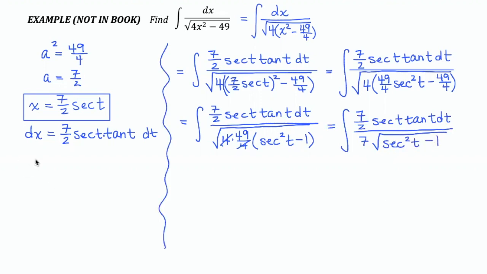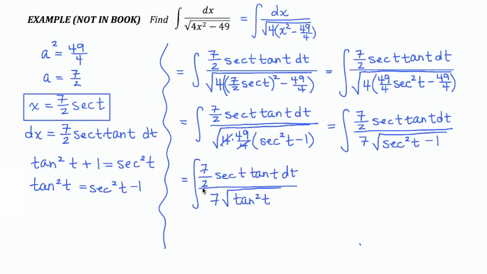So going off to the side, I'm going to remember that tangent squared t plus 1 equals secant squared t. I'm going to solve that identity so that it matches what's underneath my radical. So I'm going to subtract 1 on both sides, and tangent squared t equals secant squared t minus 1. I will do that substitution in my next step. And now these constants, we do need to do something here. So I'm going to take the 7 over 2, first of all, out in front. And then keep in mind the 7 is in the denominator of a fraction. So that's really the same as 1/7.